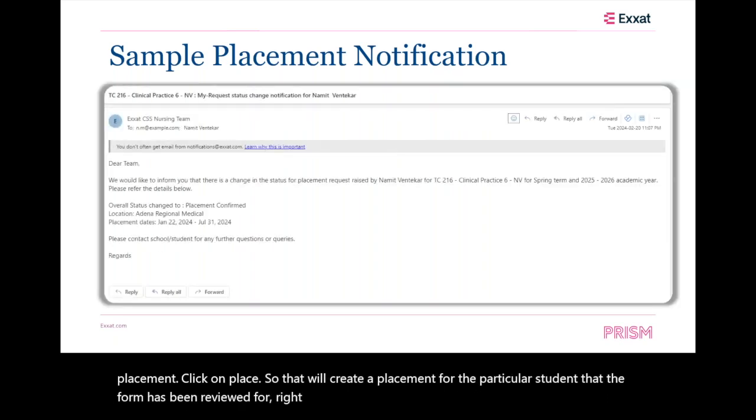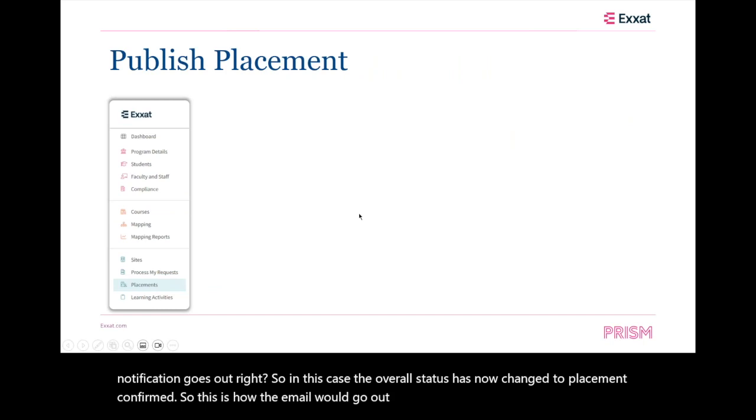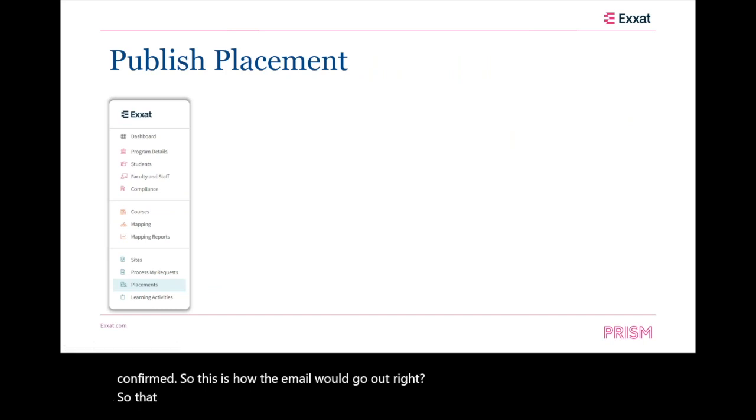And let's quickly check how the status change email notification goes out, right? In this case, the overall status has now changed to placement confirmed. So this is how the email would go out. That is a part of creating the placement.